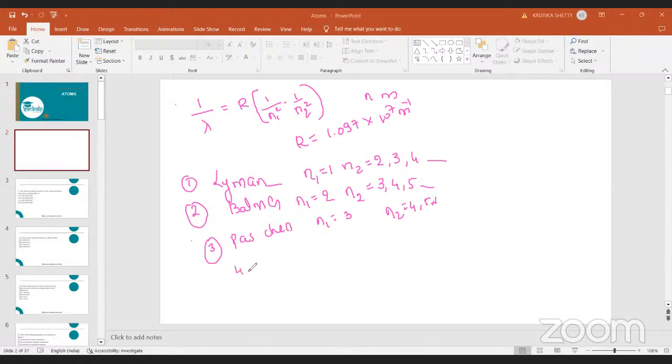Then next we have the Brackett series. For the Brackett series, n1 is equal to 4, n2 is equal to 5 and so on. And last comes the Pfund series. According to the Pfund series, n1 is equal to 5 and n2 is equal to 6, 7 and so on. So this is regarding the n1, n2 values.